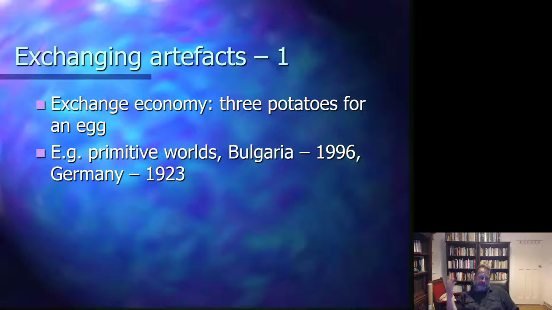Now, if you look at the artifacts, one key feature of them is that they can be exchanged. Now, the exchange of artifacts really relates to the exchange of the ownership attributes related to these artifacts. The simplest economy is the exchange economy, where artifacts are exchanged for other artifacts. So, for example, 3 potatoes for an egg. That is the value of an egg expressed in potatoes, and people exchange these artifacts.